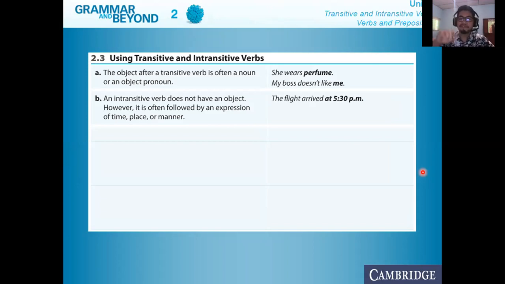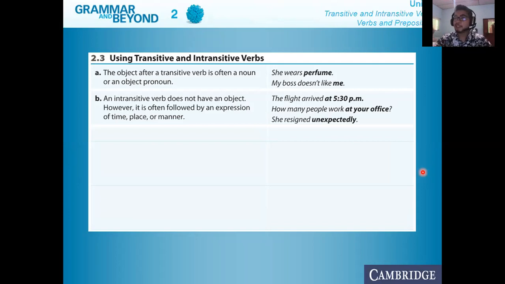For example, the flight arrived at 5:30 p.m. We're talking about when this person arrived. So we're talking about the time over here. We answer the question when. Then we have, how many people work at your office? How many? We're talking in this case about manner. We're talking about how many people work at your office. We're talking about the place, the office. How many people do you have there? That is another example of an intransitive verb.